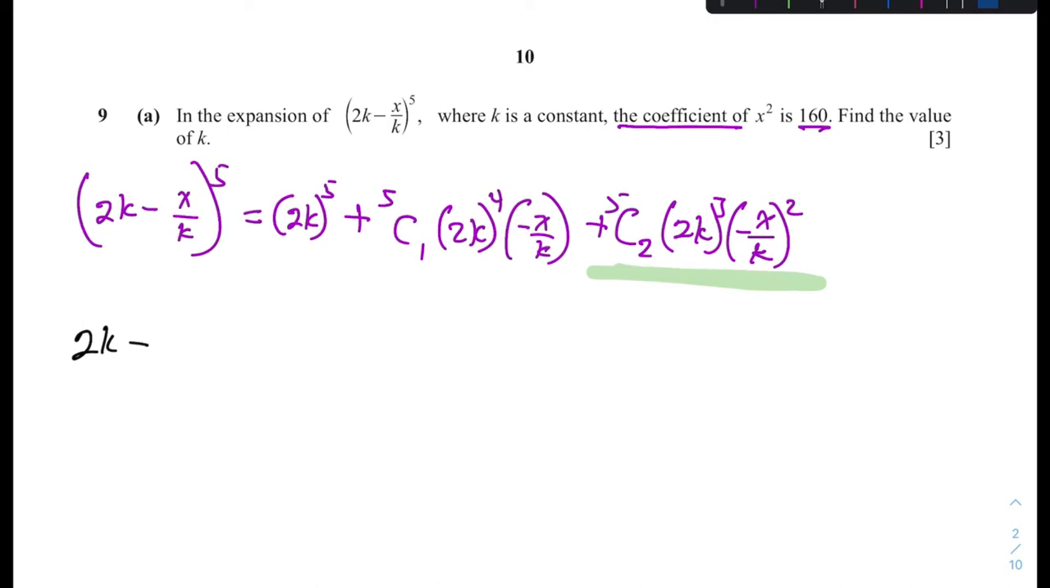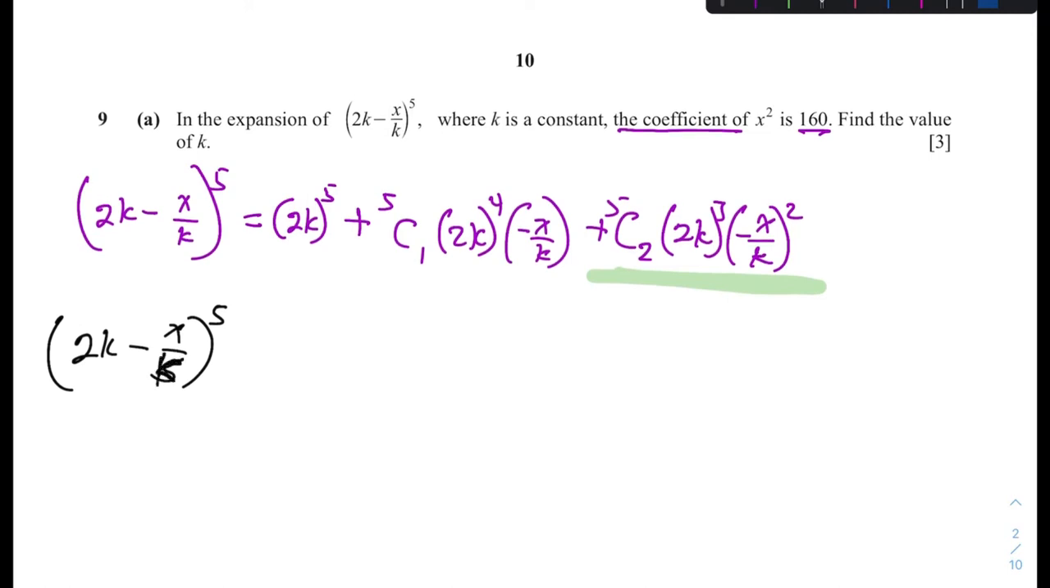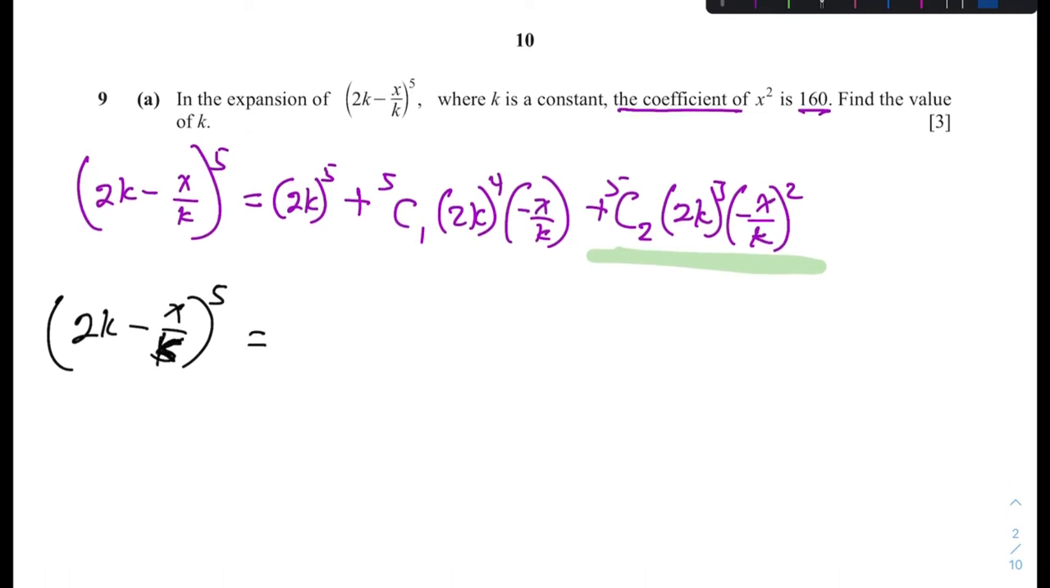Well, since they are talking about x squared, this is what you can do in your shortcut. If you have (2k minus x over k) all to the power 5, they want the x squared, right? Now the x squared would mean that you are dealing with 5 combination 2. Why? Because if you look at how the combination is working, if you have 5 combination 1, the second term has a power of 1. 5 combination 2, the second term has a power of 2. Even let me add one more, 5 combination 3, even though it's not needed. I'm using it to prove a case here.